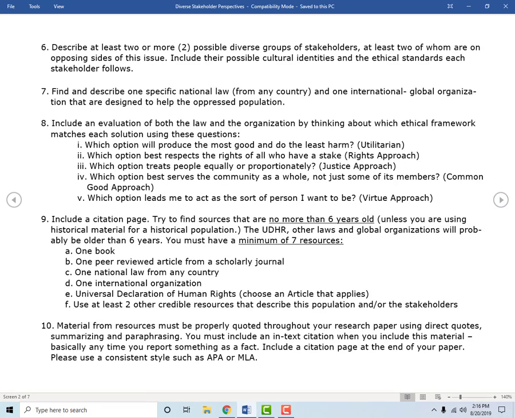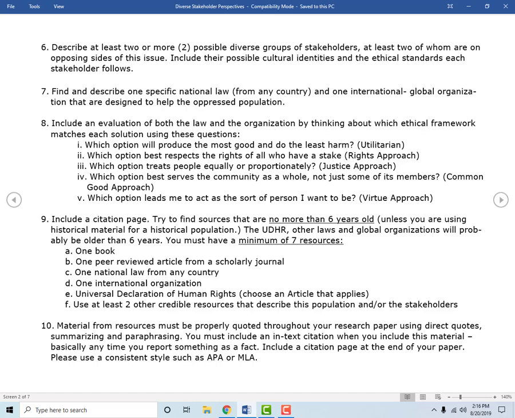6. Describe at least 2 or more possible diverse groups of stakeholders, at least 2 of whom are on opposing sides of this issue. Include their possible cultural identities and the ethical standards each stakeholder follows. 7. Find and describe one specific national law from any country and one international global organization that are designed to help the oppressed population.